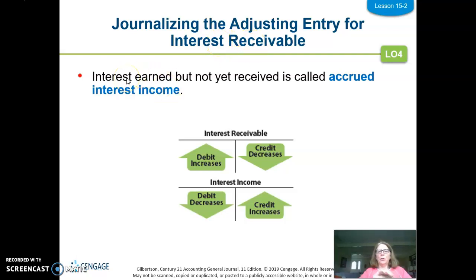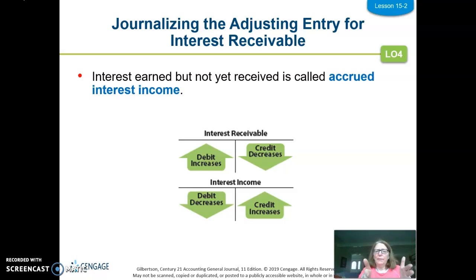So if you recall in section 14-3, we talked about promissory notes. And we had a note receivable where we calculated how much interest was earned on a note that's maybe a 90-day note, a 120-day note, something like that. And we took the interest and calculated it as principal times rate times time. And we did it for that entire note period.